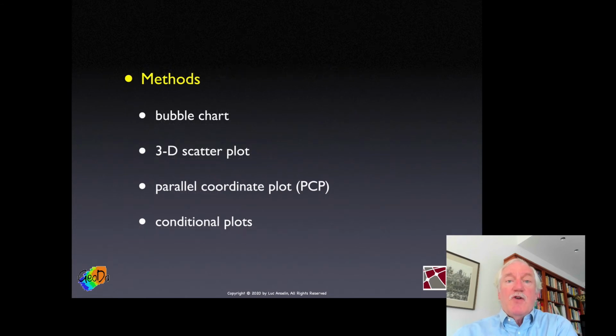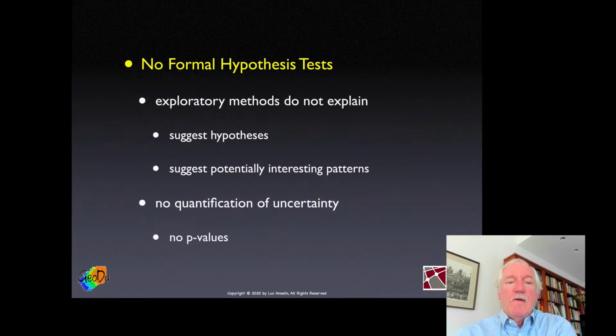The methods that I'll cover, a subset of the range that is available, but a subset that I found very effective in my own work: bubble charts, 3D scatter plots or data cubes, parallel coordinate plot, and conditional plots. We've already seen a form of conditional plots in the conditional map or the micro maps that we saw in the previous module. Now we'll extend this to standard statistical graphs.